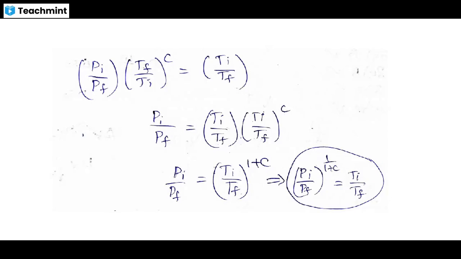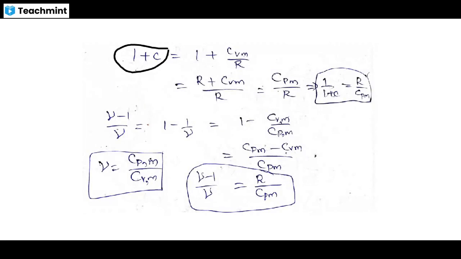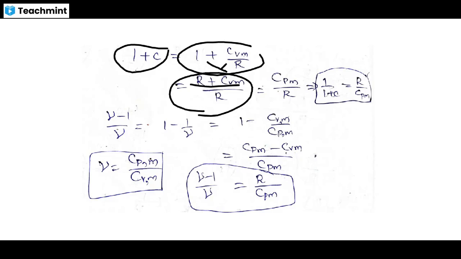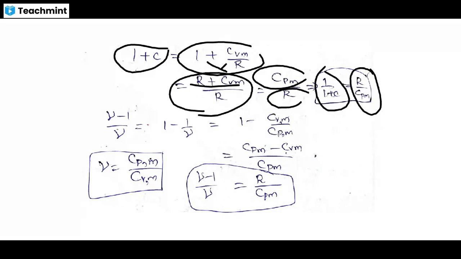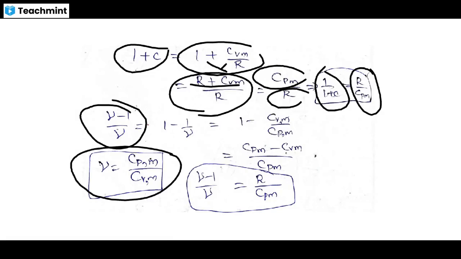Then we see 1 plus C means 1 plus Cv by R. Then R plus Cv by R, and R plus Cv equal to Cp, so it is Cp divided by R. If you want 1 by 1 plus C, take the reciprocal: R by Cp. So in the problem they give gamma minus 1 by gamma, which means Cp minus Cv. If you take gamma by gamma minus 1 by gamma, gamma by gamma is equal to 1. These are simple mathematics. 1 minus 1 by gamma is Cp by Cv, and 1 by gamma is Cv by Cp.